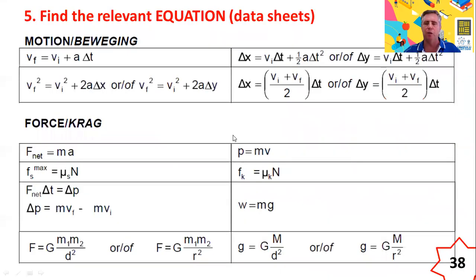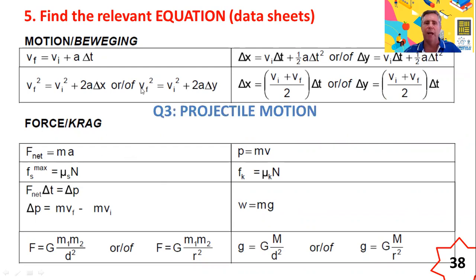Let's jump to our data sheets on page 38 to 40. And remember, these are really important. Now, I hope by now you've watched video 6.1, which is an introduction to equations. We went through the data sheets in great detail. I'm not going to do that again. But just to remind you, the data sheets are very nicely laid out.